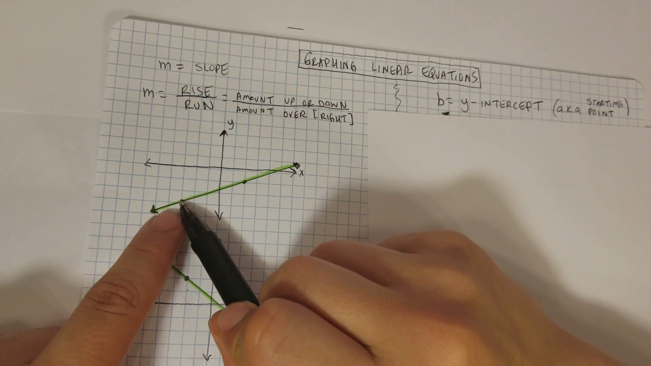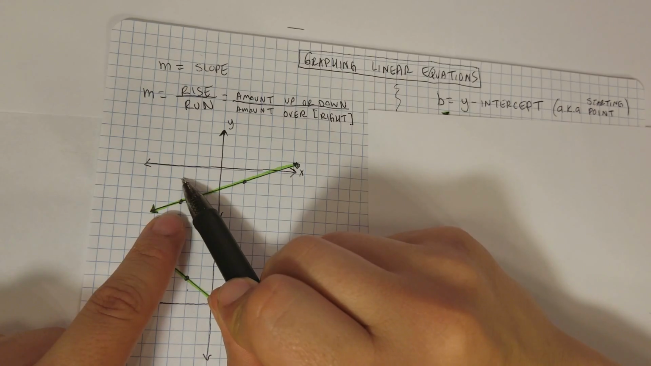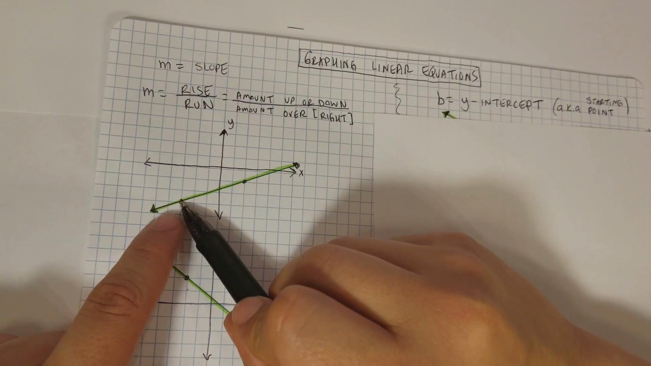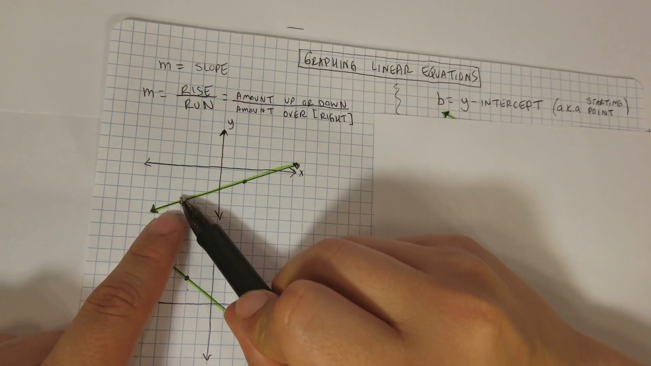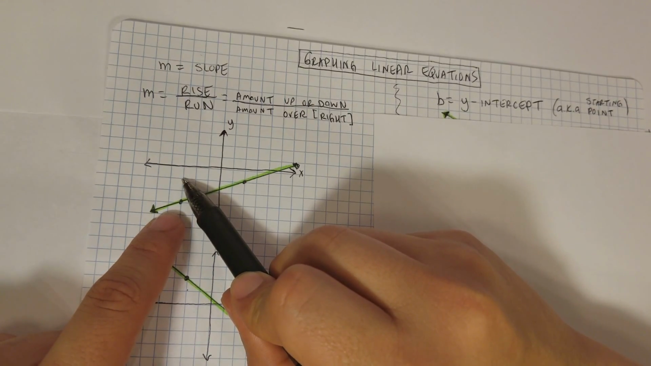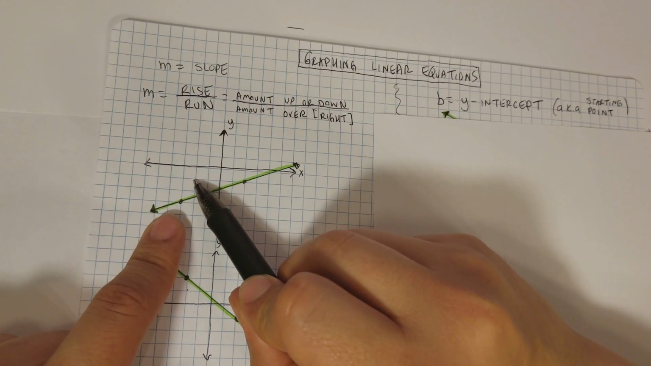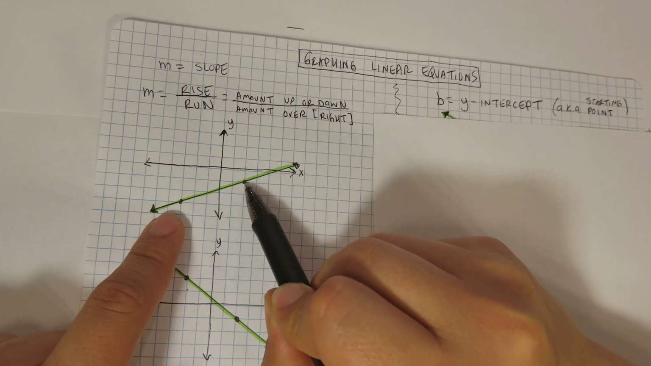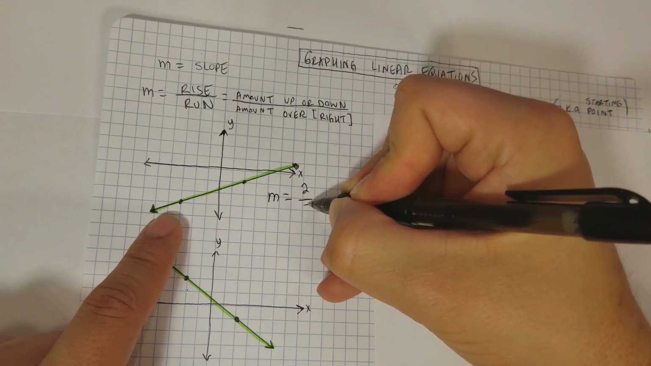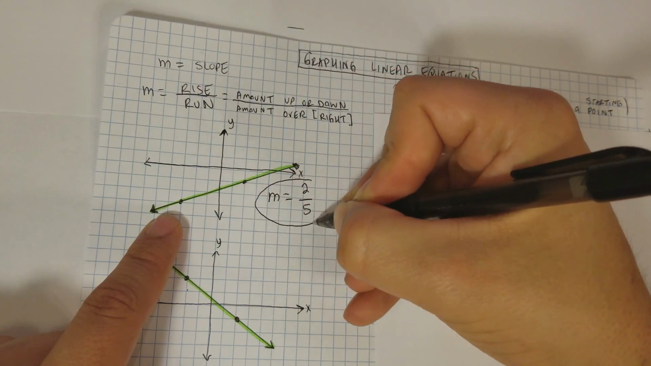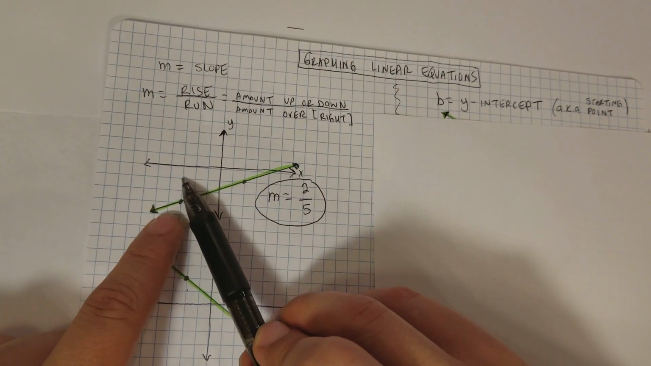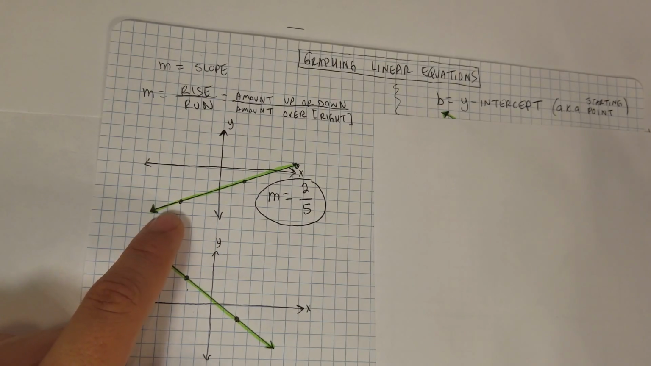If I look at this point, I have to go up 2 squares. Notice that I'm not counting my dot, because I haven't gone anywhere yet. Once I move my pen, then I start counting: 1, 2. Then I count how many spaces I go to the right: 1, 2, 3, 4, 5. So the slope, or the M, for the first one is 2 over 5. Notice that I put a positive 2 over 5 because it's a positive slope, since we went up 2 squares instead of down.